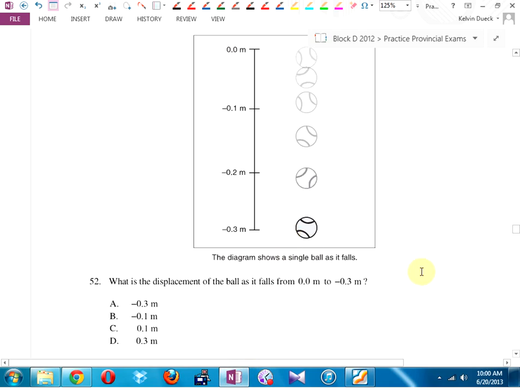Hey, what's the answer to 52? Yep, -3. Direction negative down. Displacement is your change in position. You ended up below from where you started from.